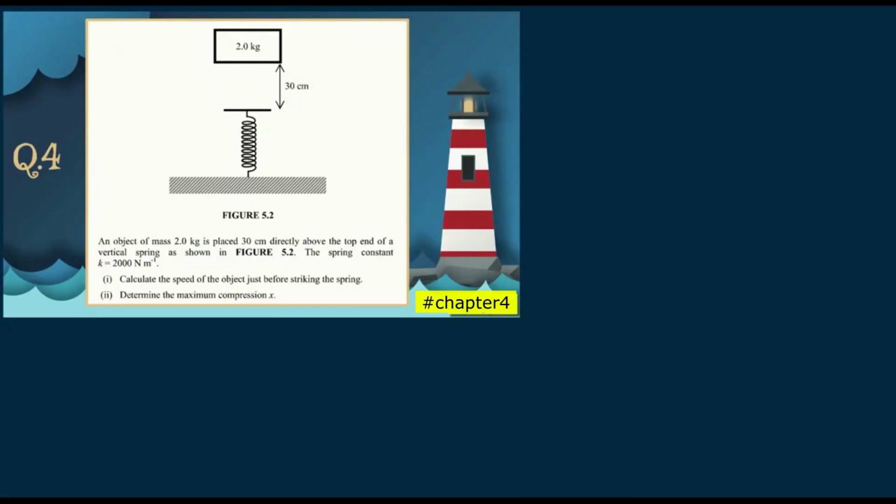Okay, the fourth question, so we'll do revision on chapter 5, work, energy and power. An object of mass of 2 kilograms, so we have mass here, is placed 30 cm directly above the top end. So we have 30 cm here of a vertical spring. Okay, the spring constant is equal to 2000 Newton per meter. Calculate the speed of the object just before it strikes the spring.